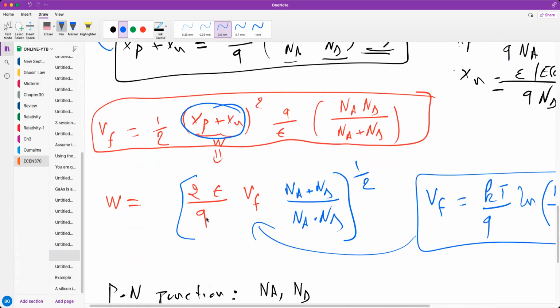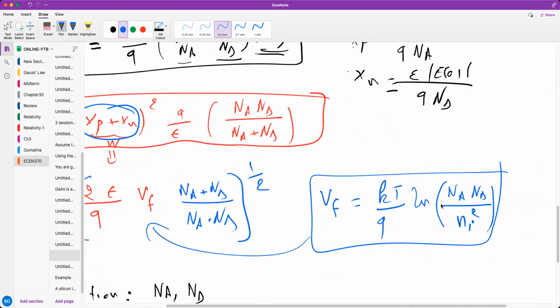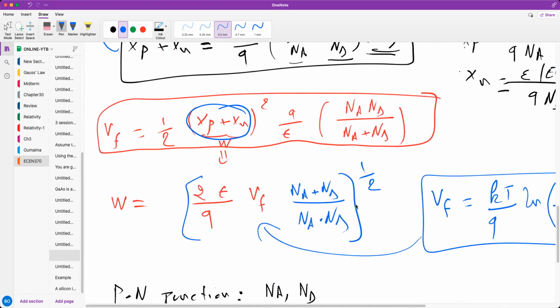So the question was the width. The width is equal to 2 epsilon over q, the built-in potential, NA plus ND over NA ND. You cannot calculate XP and XN because you only have one piece of data and 2 unknowns, XP and XN. It's impossible. So you have to calculate the built-in potential. You have the room temperature, the Boltzmann constant, NA, ND, and the intrinsic carrier density. Once you do this, then you calculate the width.